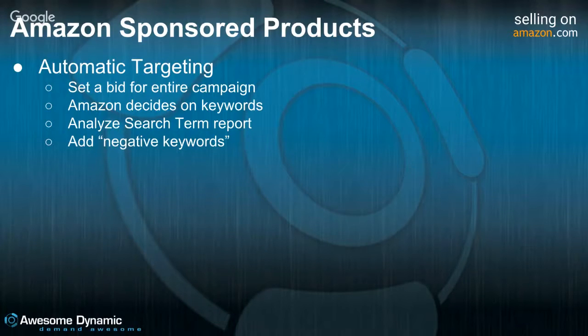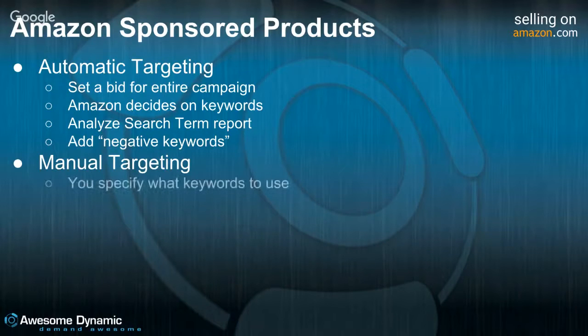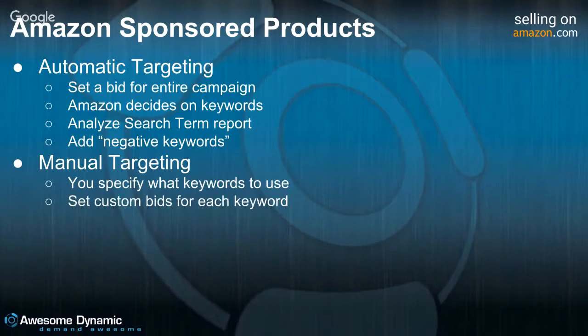So let's say someone's searching using a search term that's irrelevant to the product that you sell, then it would be a good idea to add some negative search terms so that you don't spend money on them looking and clicking on your product if they're not going to be interested whatsoever. So after you do all of that, you can start doing some manual targeting. Let's say you know there are some specific keywords that really do relate to your product, then you can set up a manual campaign where you can specify the keywords to use. And for each keyword, you can actually set a different custom bid.